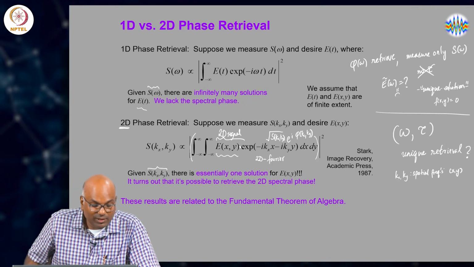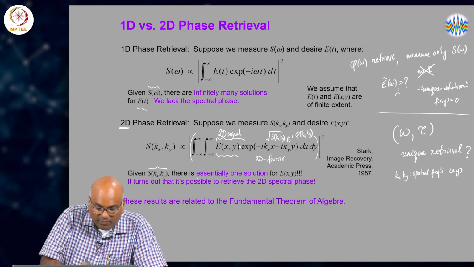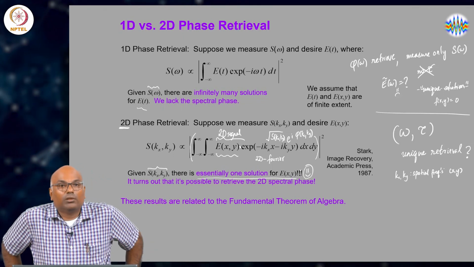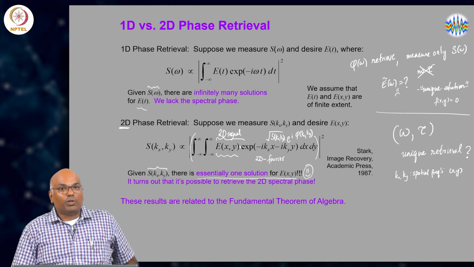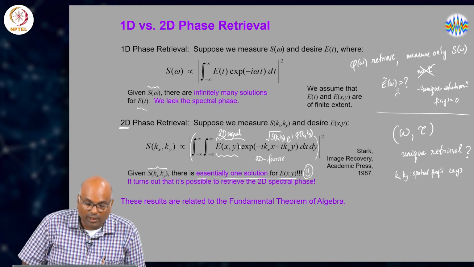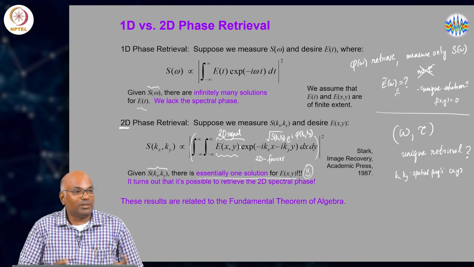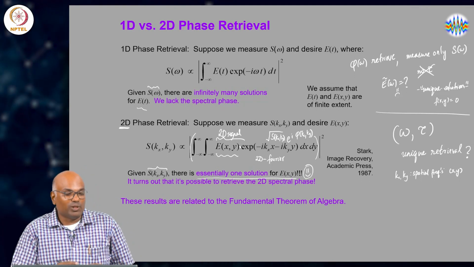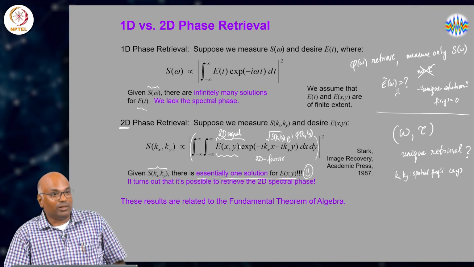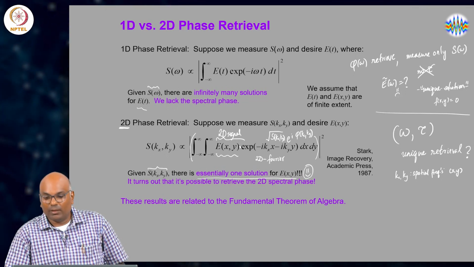Now, essentially it so turns out that in the 2D case, we can retrieve essentially one solution. It turns out that it is possible to retrieve a unique solution. This is actually also related to the fundamental theorem of algebra. The fact that 2D polynomials do not factorize uniquely is in some sense also responsible for the fact that this 2D phase retrieval problem has a unique solution, or retrieval is possible. Ironic it may seem, but that is the underlying math.